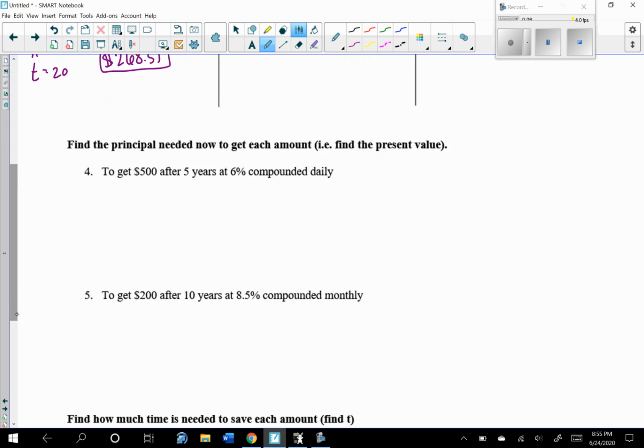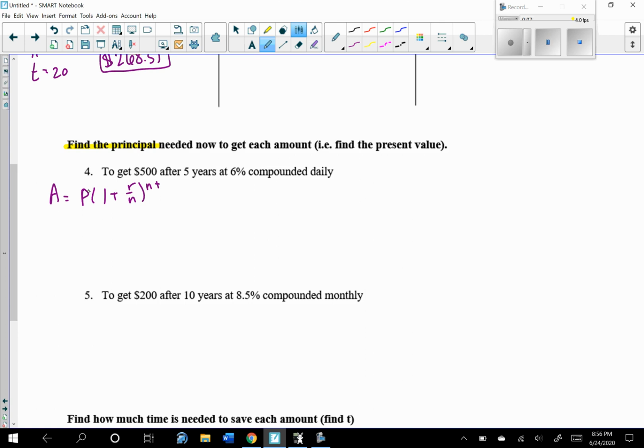So the next question says, and this one's going to be a little different, find the principal needed to get each amount. So now we're solving for P. So for this one, it says to get $500 after 5 years at 6% compounded daily. So A is equal to P times 1 plus R over N to the NT power.